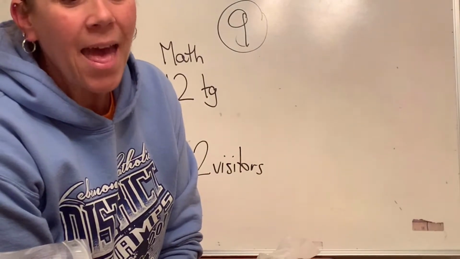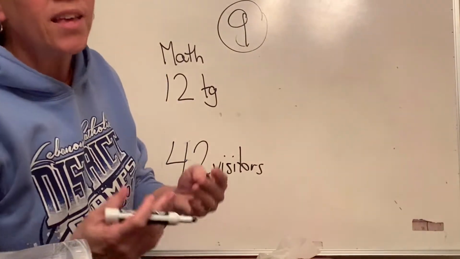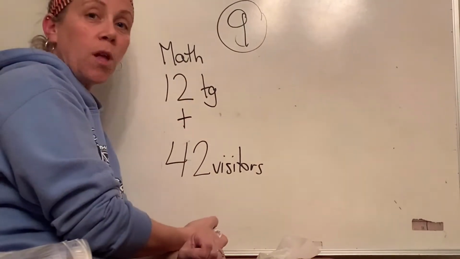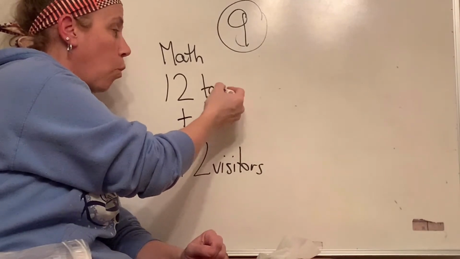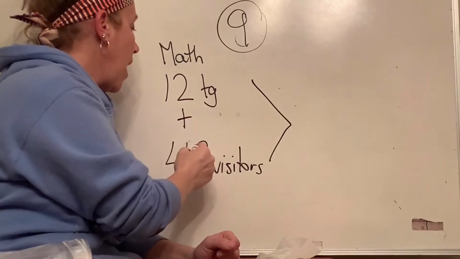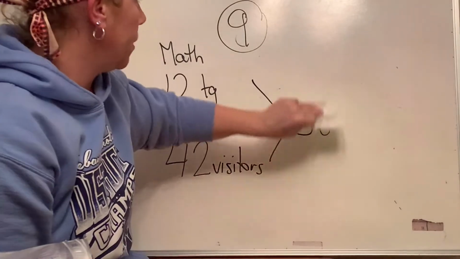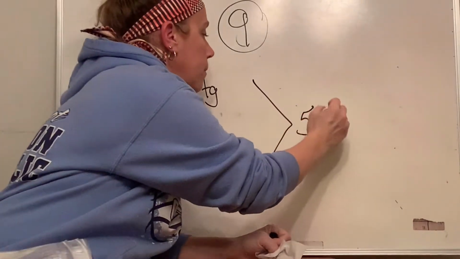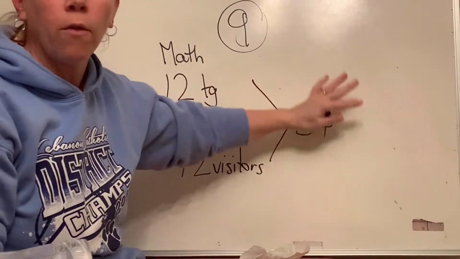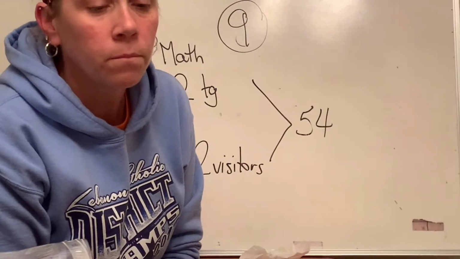The guides and visitors will split into groups. So when they say guides and visitors, I already know I'm going to be adding those numbers together because the tour guides and the visitors are all going to split into groups. So if I add those together, I get 54. So there's 54 people total who want to be on the tour, and they're going to split into groups.